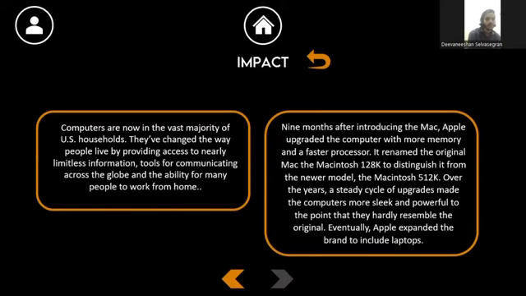Nine months after introducing the Mac, Apple upgraded the computer with more memory and a faster processor. It renamed the original Mac the Macintosh 128K to distinguish it from the newer model, the Macintosh 512K. Over the years, a steady cycle of upgrades made the computers more sleek and powerful, to the point that they hardly resemble the original. Eventually, Apple expanded the brand to include laptops.